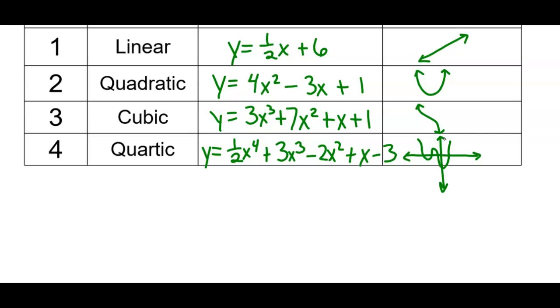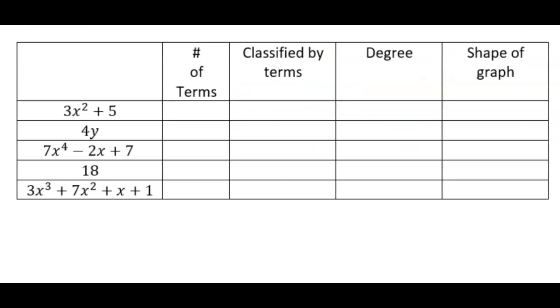We're not going to do so much with the graphs in regular algebra, but you are going to do that in later algebra courses. So just a little familiarity of what those words mean. Okay, so when we're looking at polynomials and classifying them, we always look at the number of terms they have and the degree, and then we can also look at the shape of the graph as well.